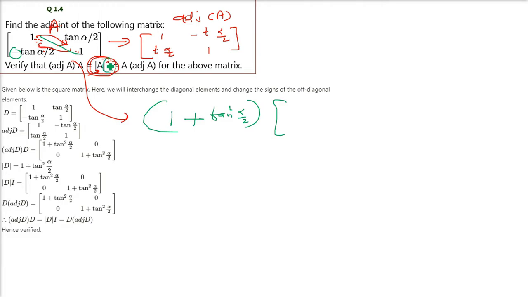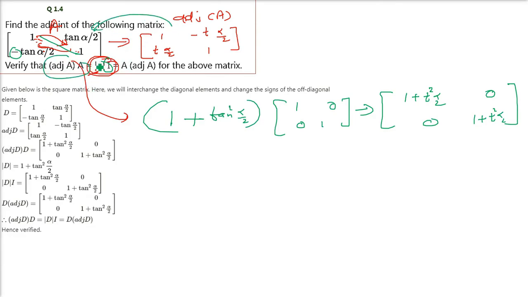matrix. 2 by 2 identity matrix is what? 1 0 0 1. The final will be multiply each element inside with 1 plus tan square alpha by 2. 1 plus tan square alpha by 2, 0, 0, 1 plus tan square alpha by 2. This is what we are going to get from adjoint A into A also, and A into adjoint A also. So this is going to come for all of it, all the 3. Okay.